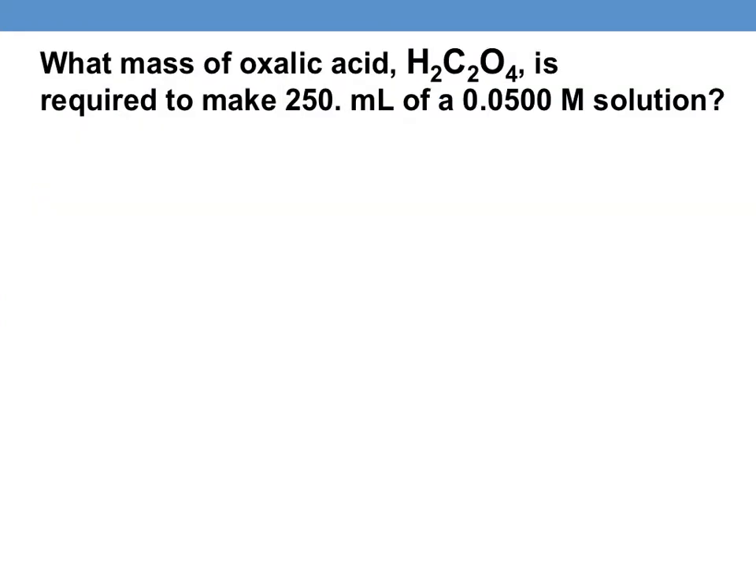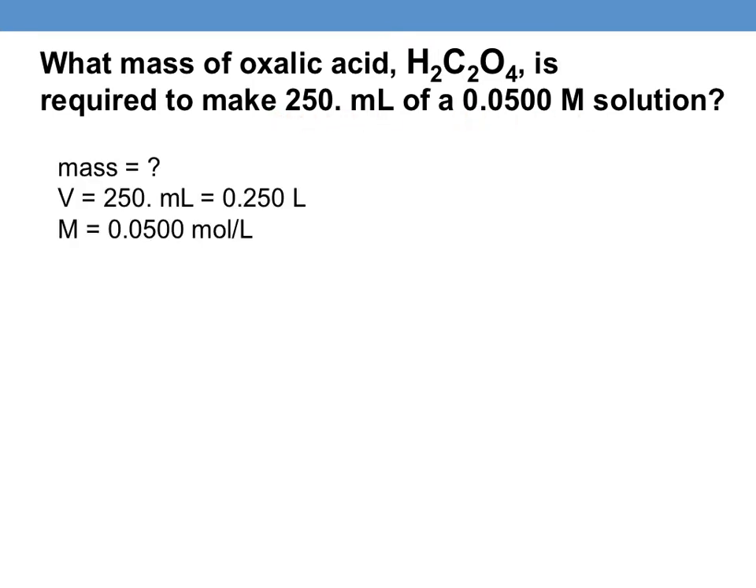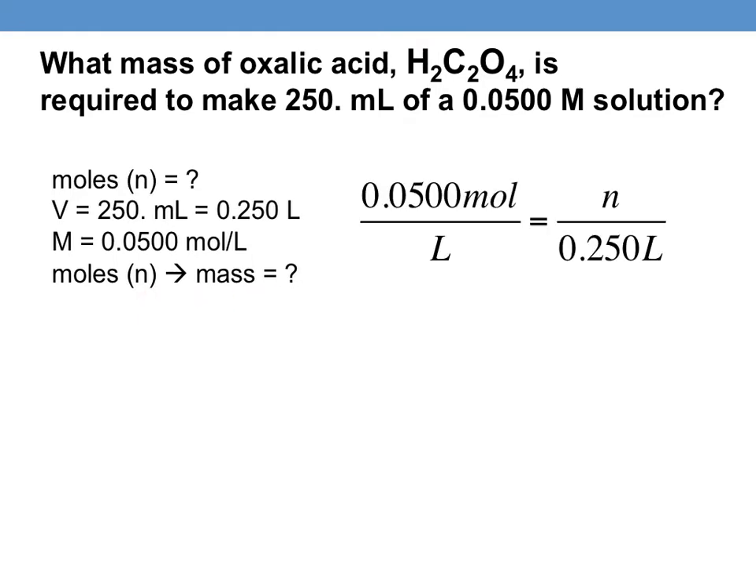Here's the next example. Again, pause the video and try it on your own. So now we're looking for the mass of oxalic acid required to make 250 milliliters of 0.05 molar solution. So here we have our volume and our concentration. We're trying to find the mass. I do know our concentration is moles per liter, and we have liters. So we could figure out the moles, and once we have the moles, we could then figure out the mass.